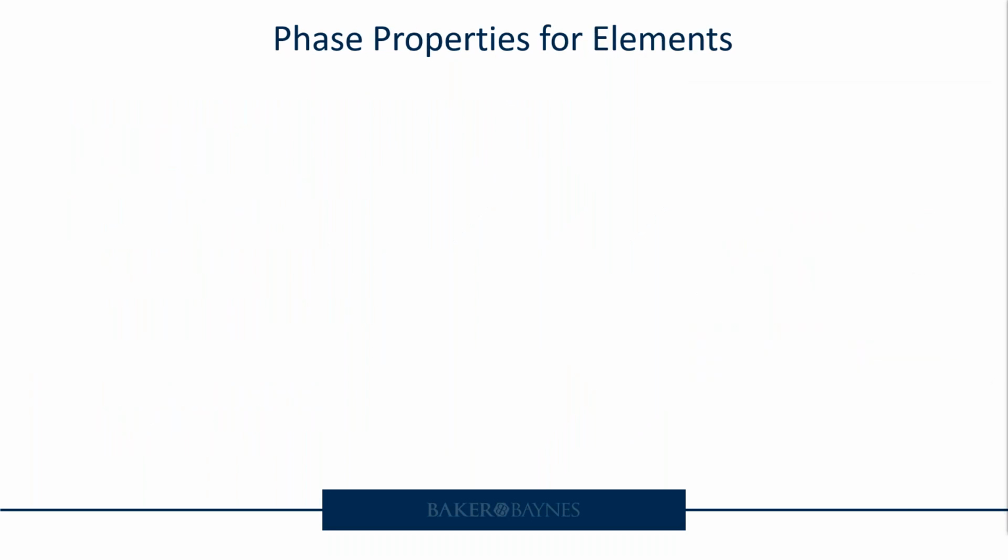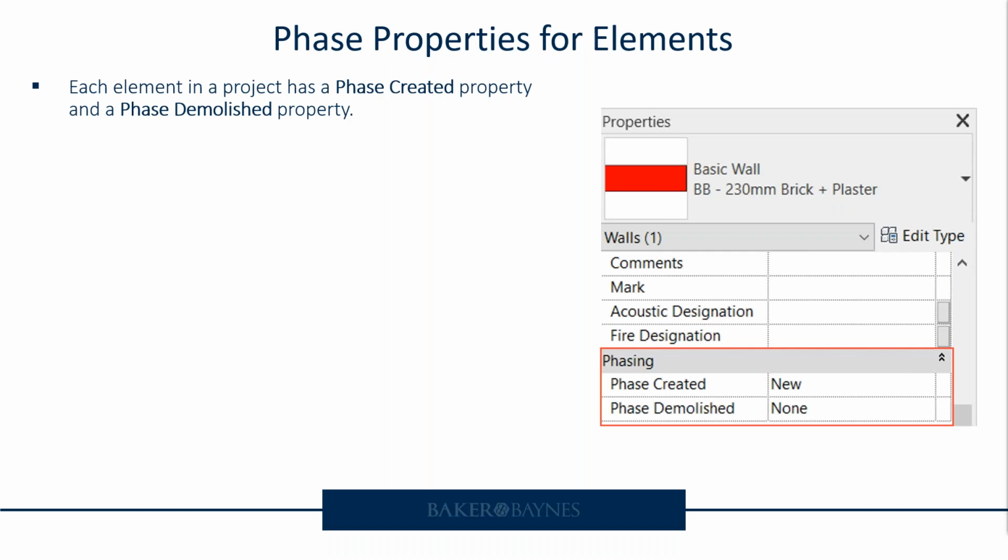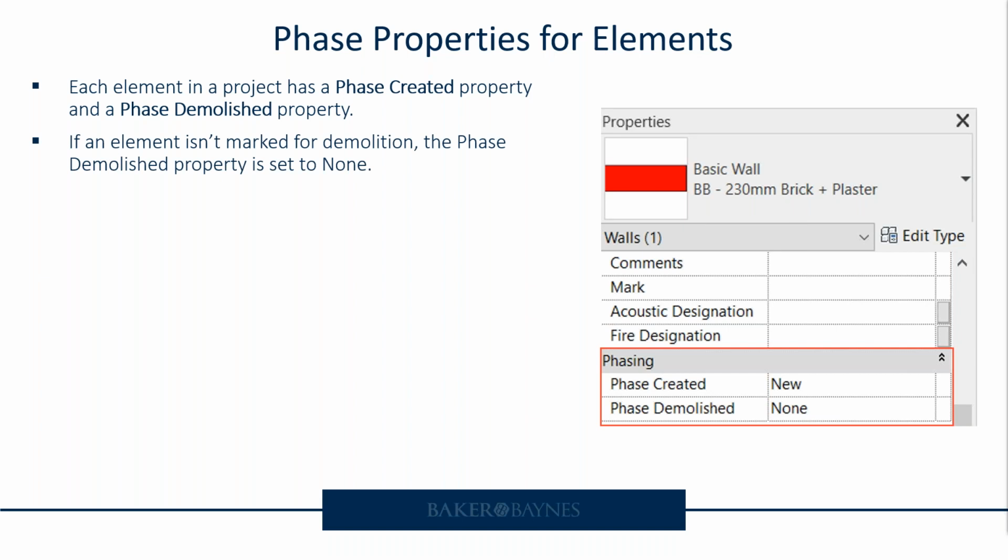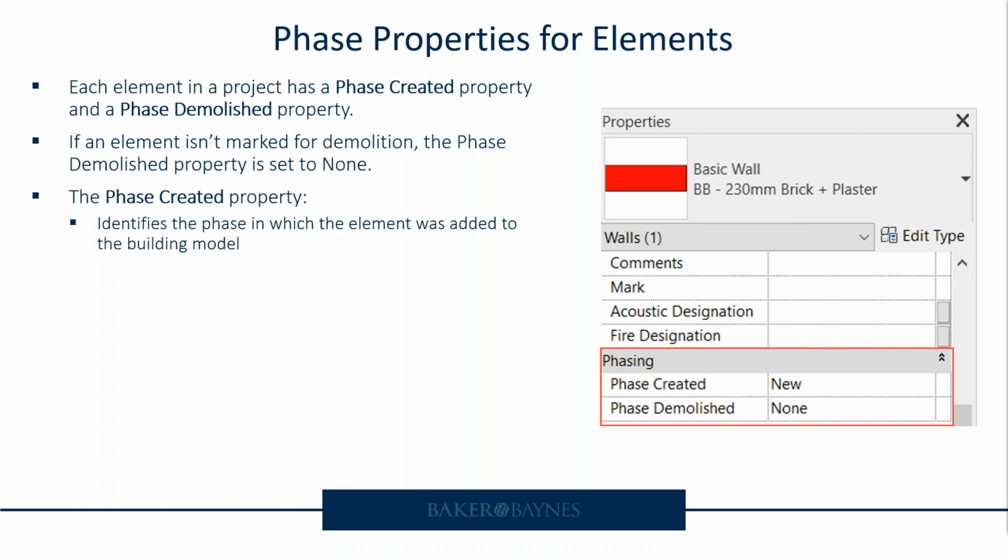Then looking at the phase properties for elements, now each element that you model or add to your building has a phase created as well as a phase demolished property. Now, if an element isn't marked for demolition, the phase demolished property is set to none. Looking at your phase created property, it identifies the phase in which the element was added to the building model. The default value for this property, like I've mentioned, is the same as the phase value of the current view.